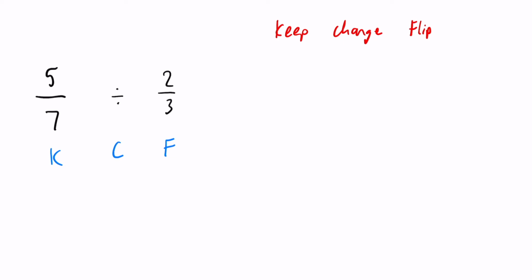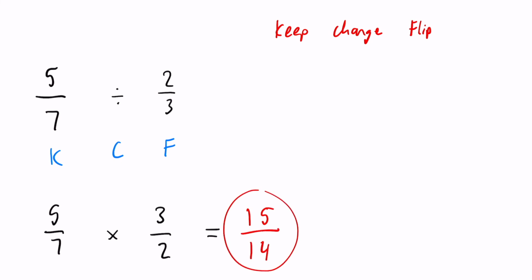So keep, change, flip ultimately means that you keep the first fraction the same. So we have 5 over 7 in this case. You change the division to a multiplication, and you flip the last fraction, 3 over 2. And just like before, we now have a multiplication, so it's much easier. All we do, 5 times 3 makes 15, 7 times 2 makes 14. And again, fully simplified, so no more work to do there.